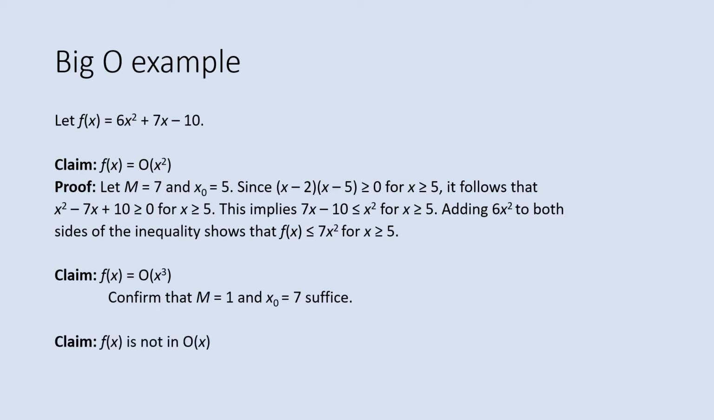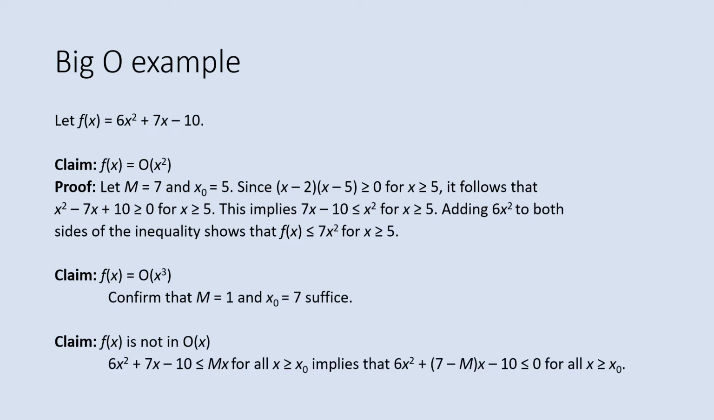As a non-example, we can show that f of x is not big O of x. In this case, I wrote it in the set notation that it's not in the set. We could say f of x not equal to big O of x. If we look at what would happen, 6x squared plus 7x minus 10 being less than or equal to mx for all x greater than or equal to x naught would imply that 6x squared plus the quantity 7 minus m times x minus 10 is less than or equal to 0 for all those x values as well. We just subtracted m times x from both sides.